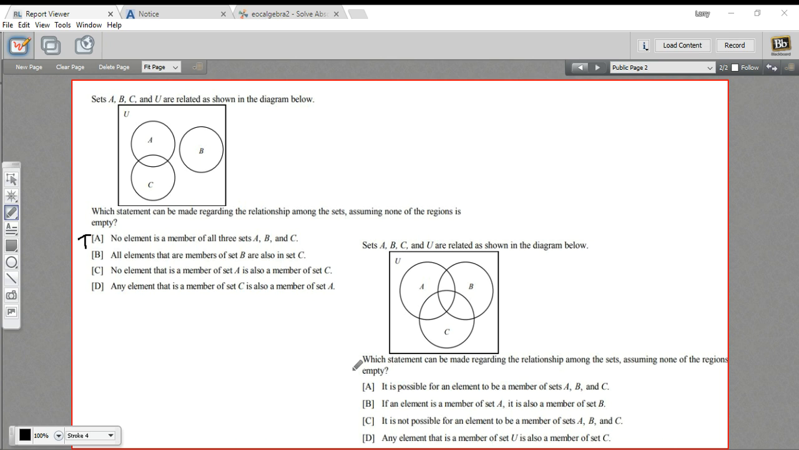All right, so which statement can be made? A says it's possible for an element to be a member of sets A, B, and C. Aha! That's what we just talked about, right in here is where A, B, and C overlap. So we got lucky again. The first one was true. So that is a little bit of work with Venn diagrams.